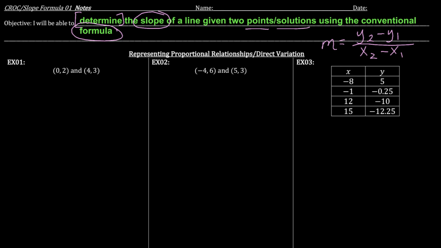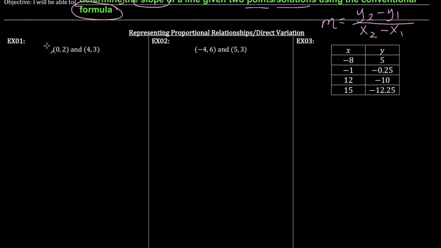So let's go ahead and look at this first one. Let's label these. So this is an x and this is a y. Usually we just say that's x1, that's y1, because it's the first point. And then we say that this is the second point, so x2, y2.